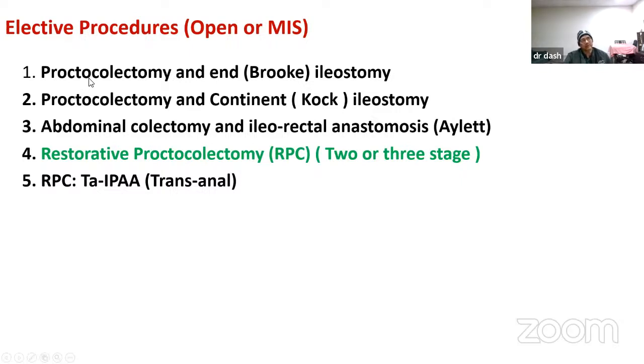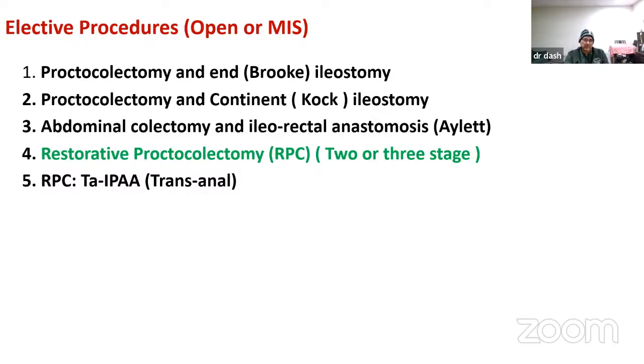One is removal of the rectum and colon in toto and an end ileostomy. One is a proctocolectomy and a continent ileostomy. The earlier one was incontinent. Then there is abdominal colectomy with ileorectal anastomosis. And there is a restorative proctocolectomy. Either you do it in two stages, 3 stages, or modified to second stage.